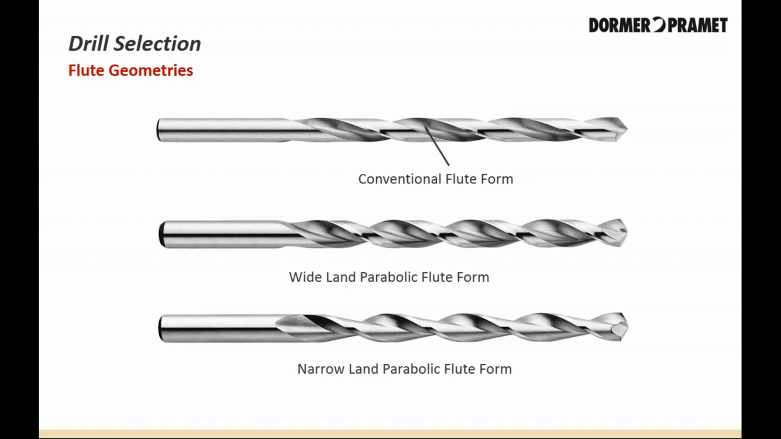Due to heavy webs, most parabolic drills will have 135 degree split points to direct the flow of chips straight up the flute and ease the thrust and the heat that would be generated by the wider web thickness. Another feature of parabolic drills, whether they be wide or narrow land, is they will have 38 to 40% helix angles for the purpose of escalating chips.